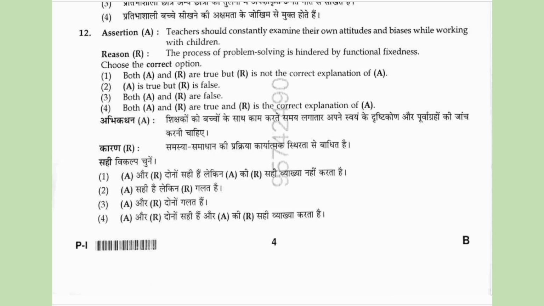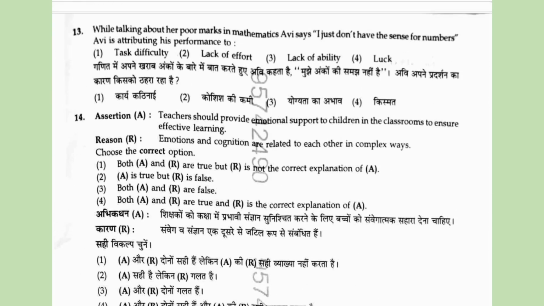Assertion and reason. Teachers should constantly examine their own attitudes and biases. This is very true. The process of problem solving is inert. This is also true, but they're not related to each other. So both A and R are true, but R is not the correct explanation of A.